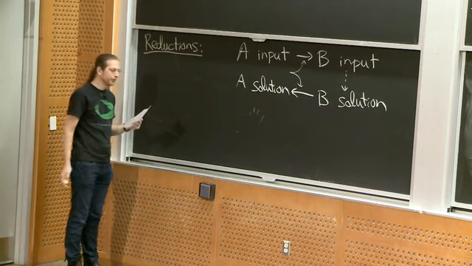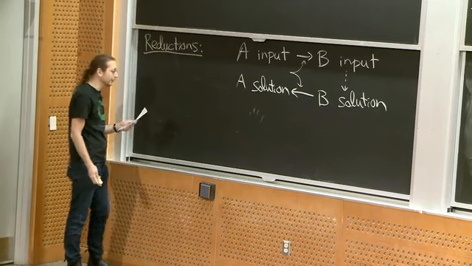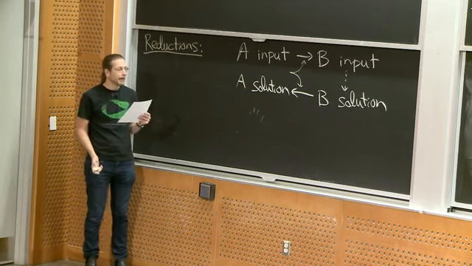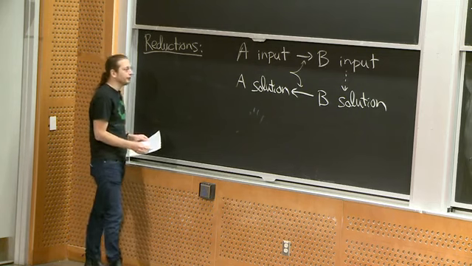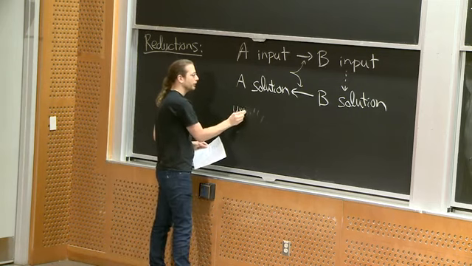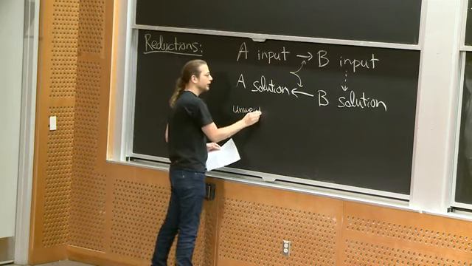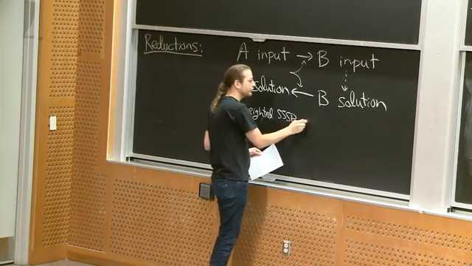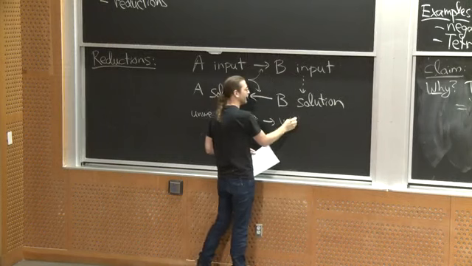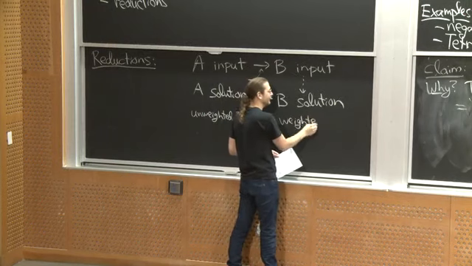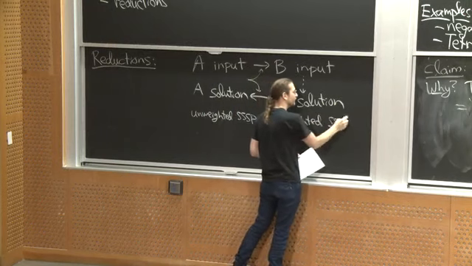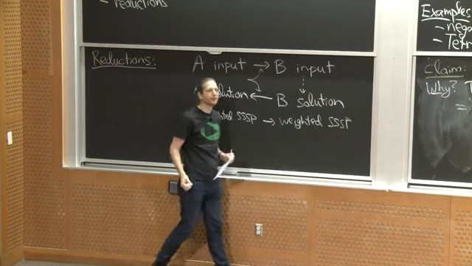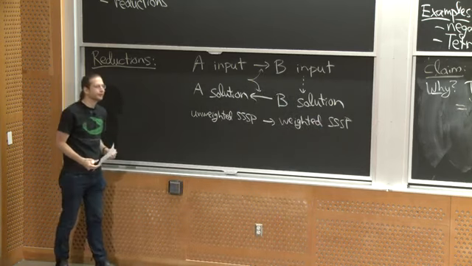Let me give you some examples of reductions you've already seen. You've seen a lot of them. If I have unweighted single source shortest paths on the left, I can reduce that to weighted shortest paths. How? Set all the weights to 1.